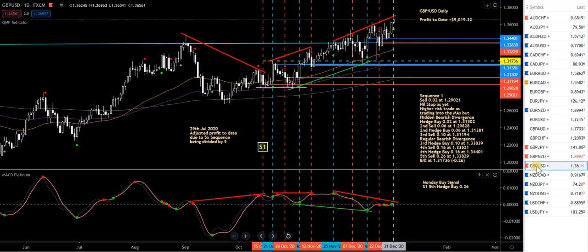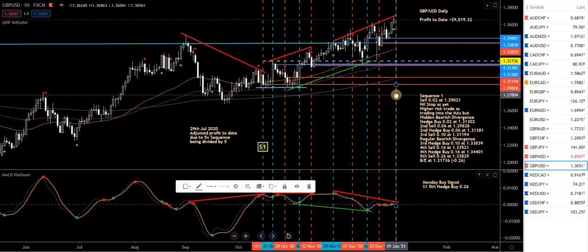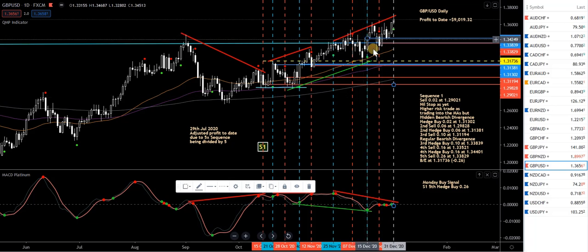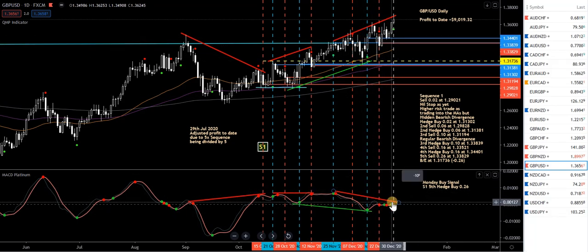Pound USD, highlighted in pink. On Monday, you'll see there's a new green dot there on the QMP filter. It's not a valid buy. It's just a bit too ugly. Price hasn't come back to the MAs close enough. It's all very tight around the MACD and the zero level.